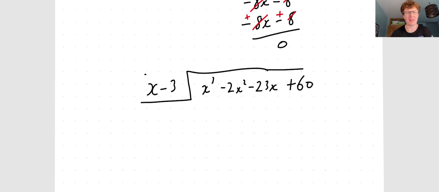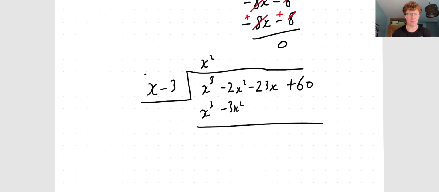In a bit less detail than the last one, x cubed divided by x is going to be x squared. Distribute that. We're going to have an x cubed and then a minus 3x squared when we multiply these. Draw the line. Flip the sign. We're going to have the x cubes cancel, and then we have minus 2x squared plus 3x squared. We're going to be left with an x squared. And then bring these fellas down: minus 23x, plus 60.